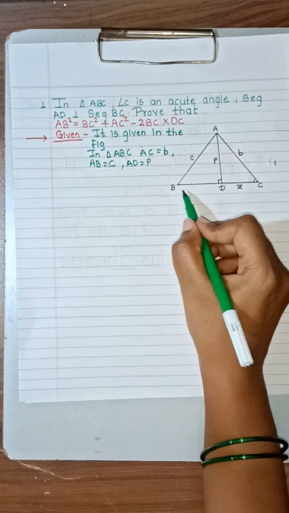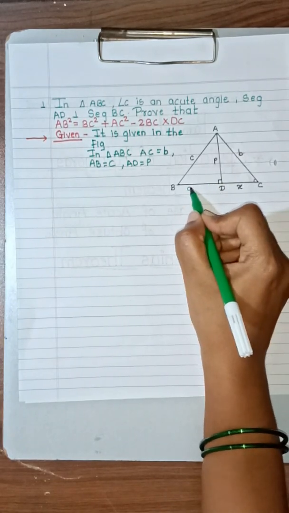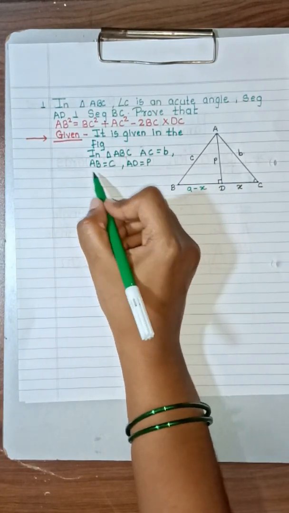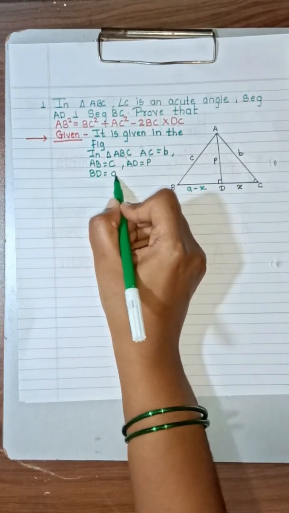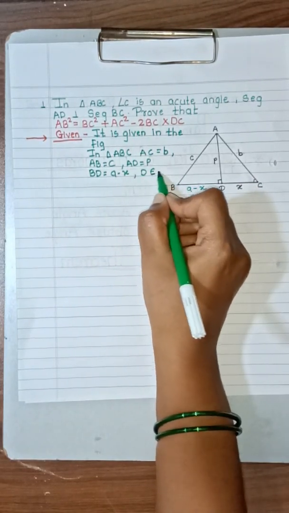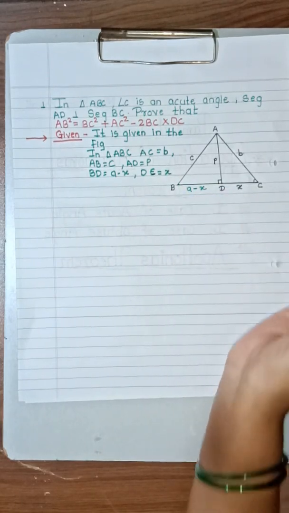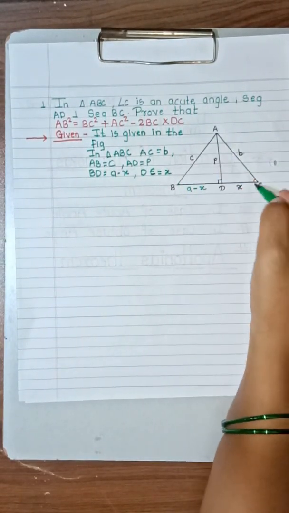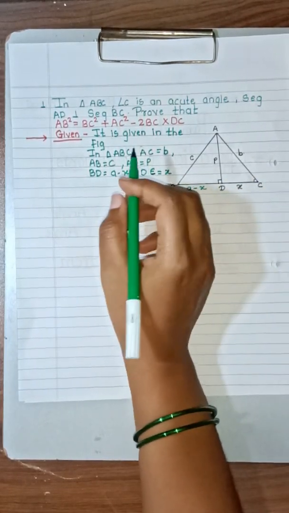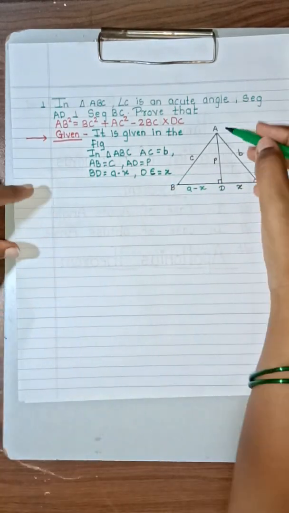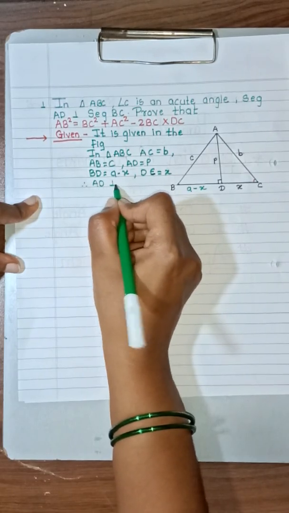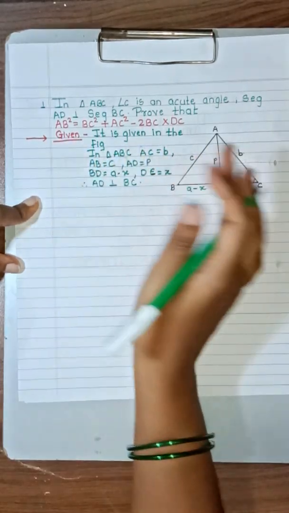Then BD, I forgot to write here, is A minus X. BD is equal to A minus X, and DC is X. Now children, they have also given here that angle C is an acute angle. They have also given that AD is perpendicular on BC. So these things are given.